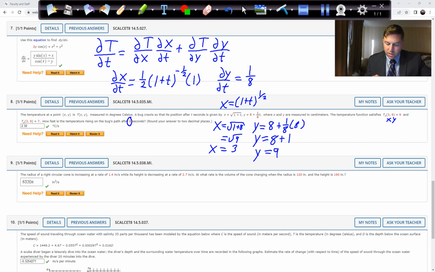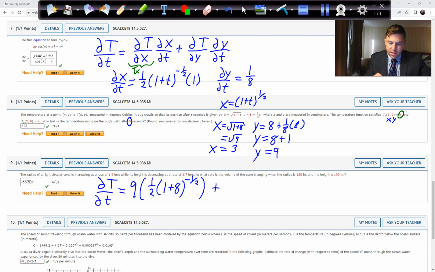Well, we can plug the time of 8 into dx/dt. So what we have is dT, d capital T with respect to little t, is this dT/dx, this whole thing right there is capital Tx. But they told us that that was 9. So we're going to write 9 times dx/dt. Well, that is 1/2 times 1 plus t, which is 8, raised to the minus 1/2. Times 1 doesn't change it, so we'll leave it like that.